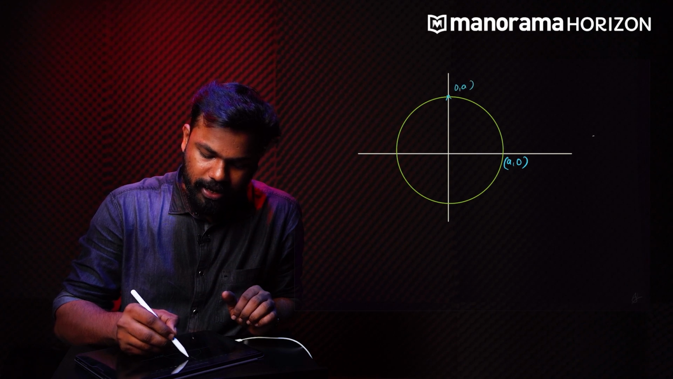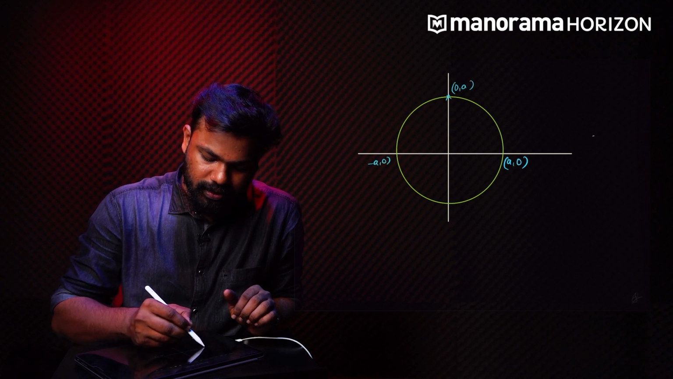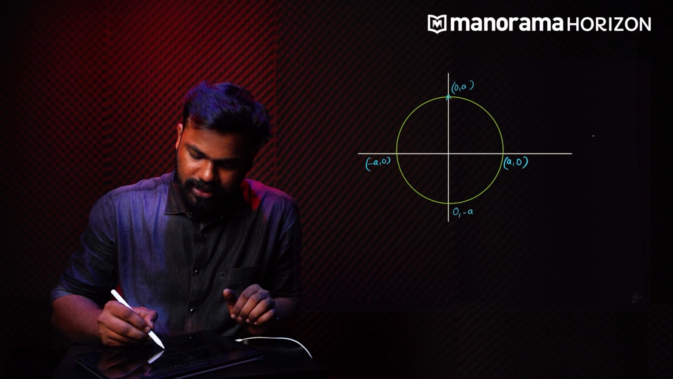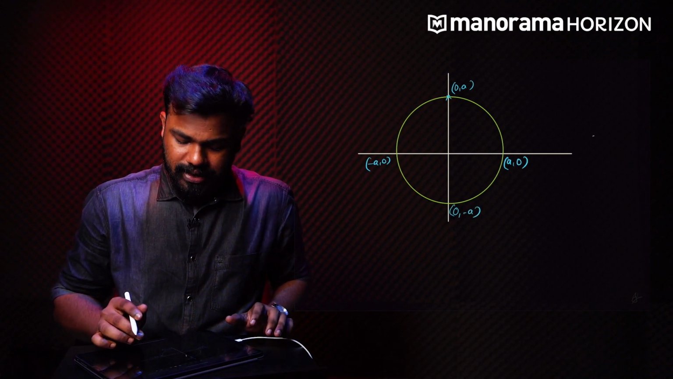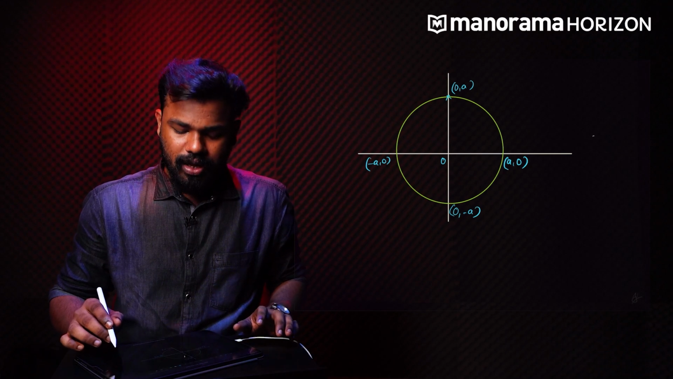It will be (0, a), this will be (−a, 0) and this will be (0, −a), right? So these will be the corner points of the particular circle. Now to find the area of the circle using integration, I'm just going to put the origin over here. I am not going to find the entire area right now.